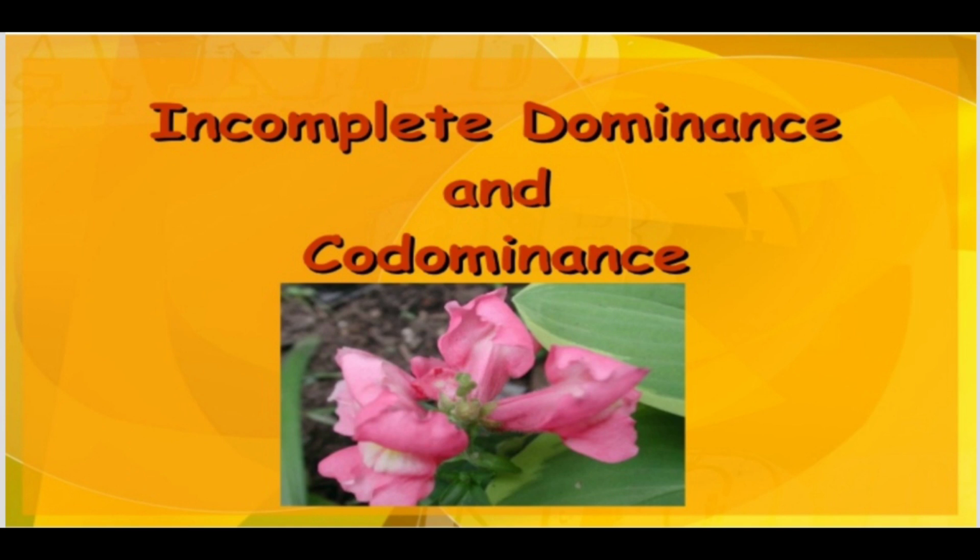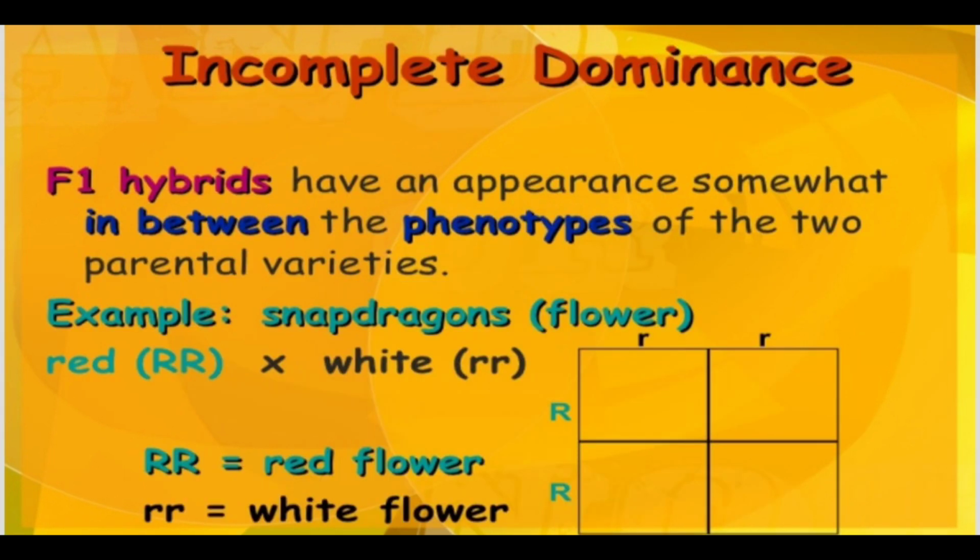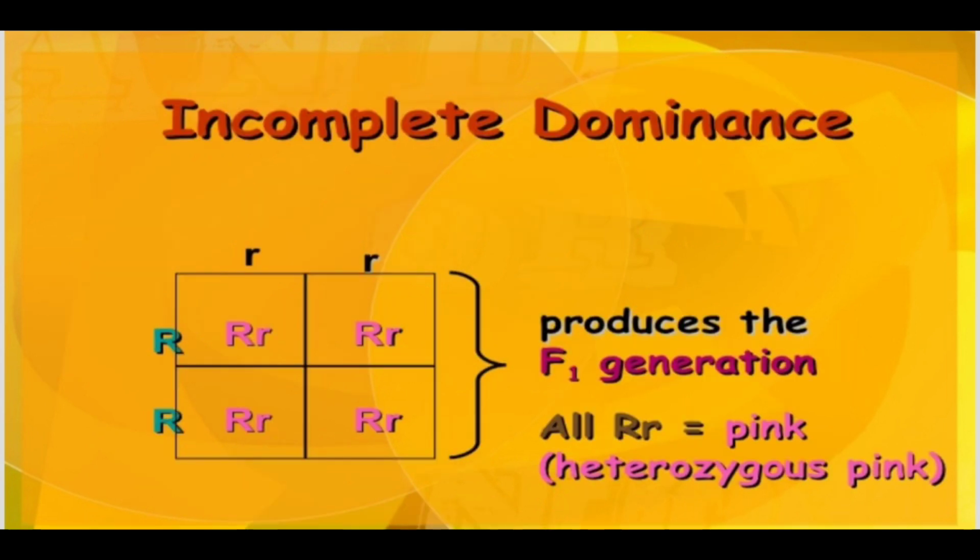Let's study incomplete dominance and codominance. Incomplete dominance is when F1 hybrids, or the first generation hybrids, have an appearance somewhat in between the phenotypes of the parental varieties. We took the example of the snapdragon flower. Red is R, and white is small r, and this is how we make a cross. And these are the results. All are heterozygous pink, R and small r. That is called incomplete dominance.